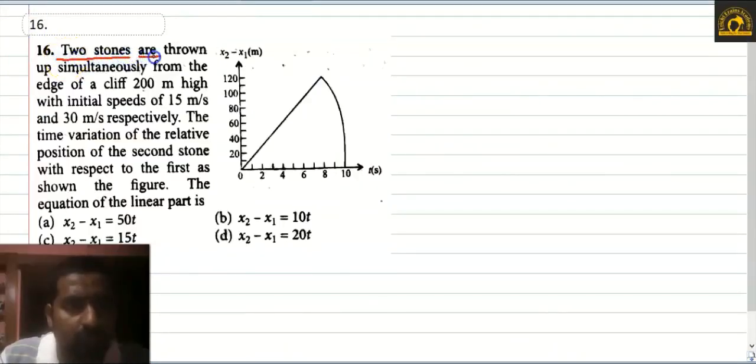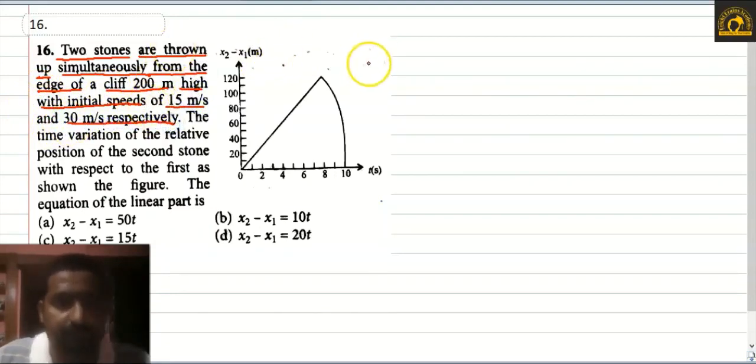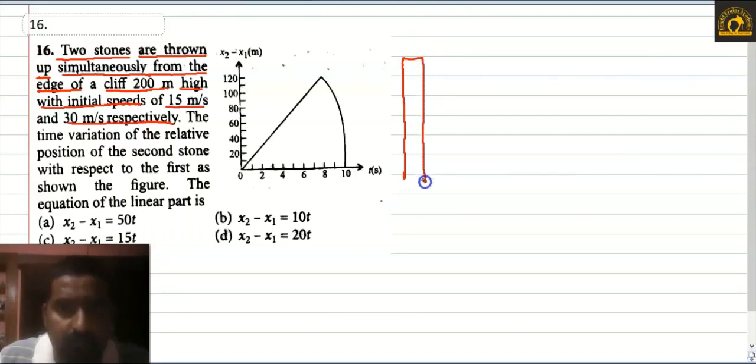Two stones are thrown up simultaneously from the edge of a cliff 200 meter high with initial speeds 15 meter per second and 30 meter per second respectively. Let's see the solution. It is the 200 meter cliff.